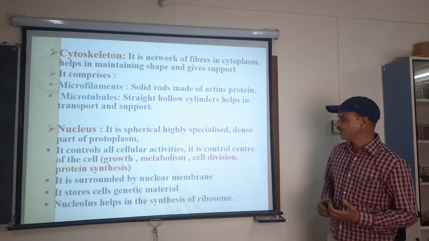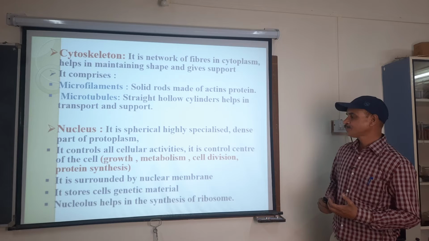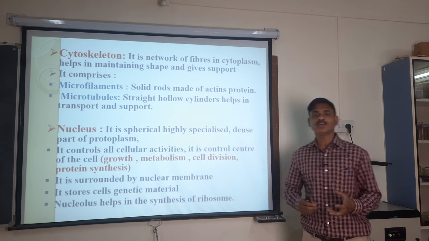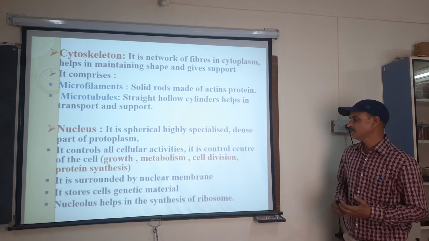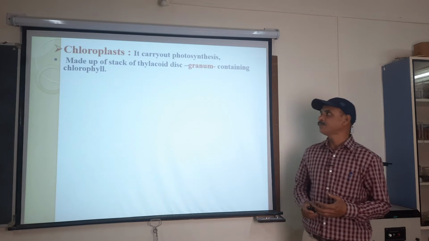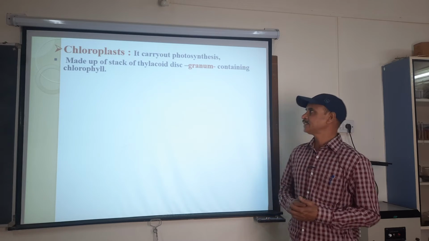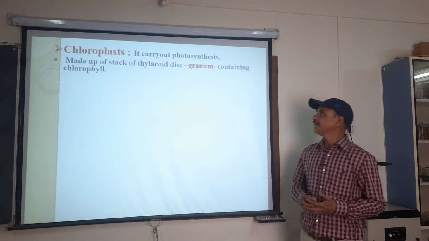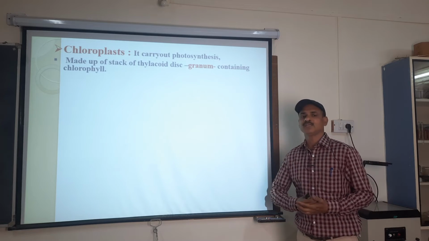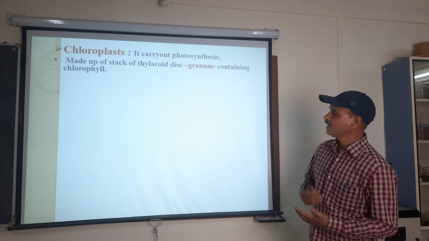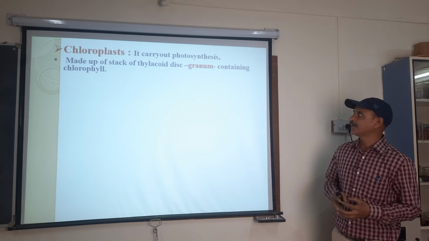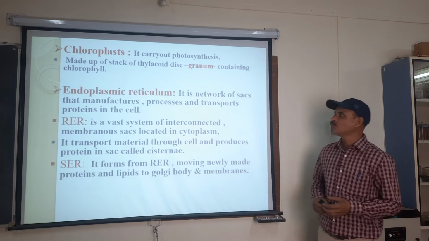It is surrounded by the nuclear membrane. It stores the cell's genetic material. The genetic material of the cell is stored in the nucleus. The nucleolus helps in the synthesis of ribosomes. Then chloroplast is there. Chloroplast carries out photosynthesis, one of the common mechanisms observed in the plant cell. It is made up of stacks of thylakoid discs known as grana, which contain chlorophyll.